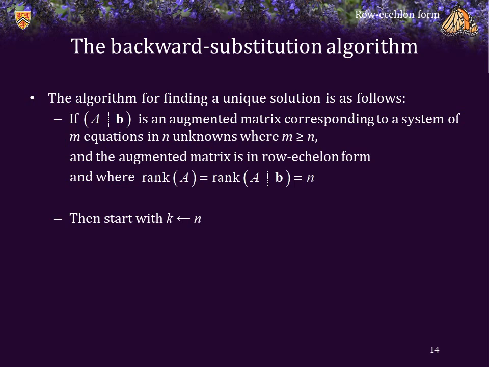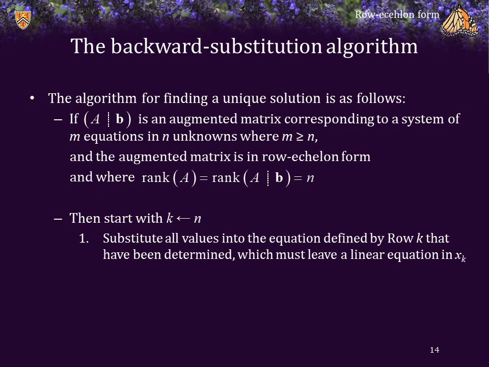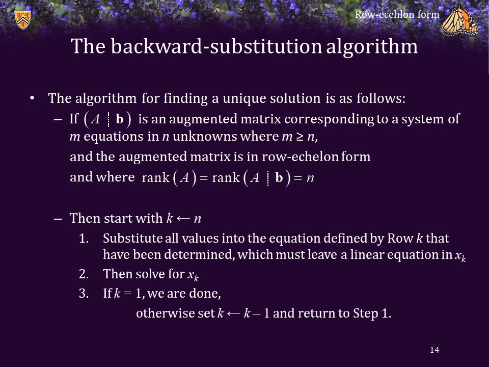Start by assigning the variable k the value n. Substitute all values into the equation defined by row k that have thus far been determined. This is going to leave a linear equation in xk. Solve for that value of xk. Then, if k is now equal to 1, we are done. Otherwise, assign k the value k minus 1 and return to step 1 in this algorithm.